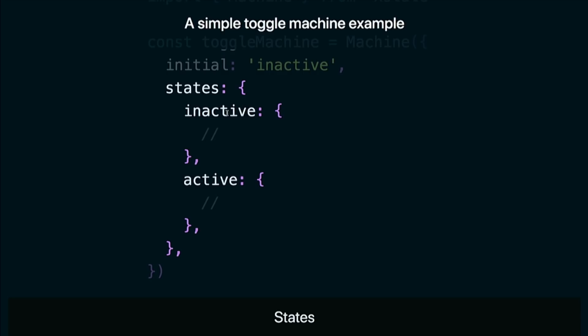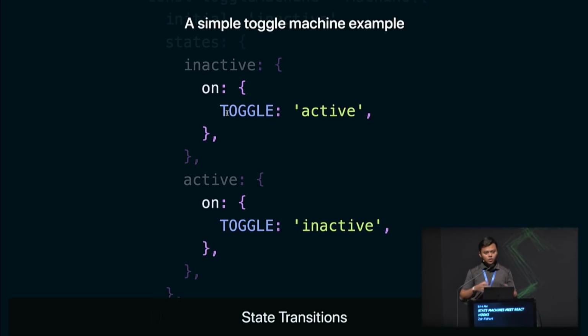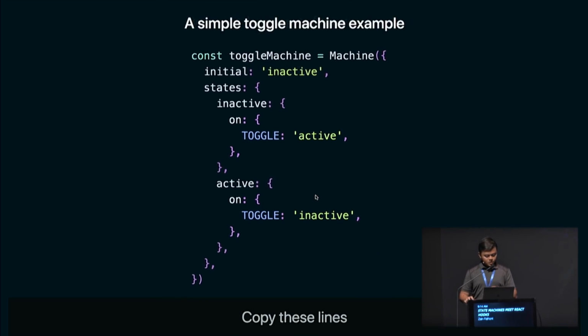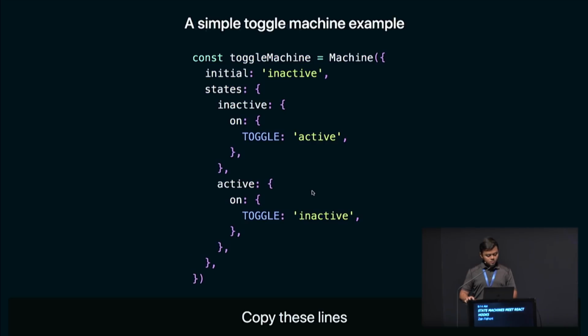And within those states, we can define state transitions, which is a way to move between states. So in this case, on toggle events, we move to active state, and from the active state on toggle events, the same event, we move to inactive state. Yeah, so this is the bare minimum of a state machine. So we can try to copy this line, and we can visualize it from the code.